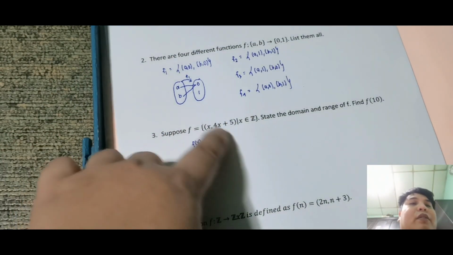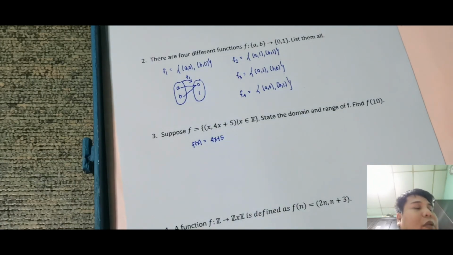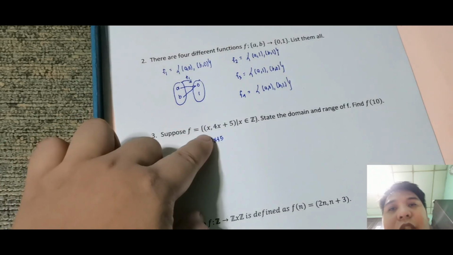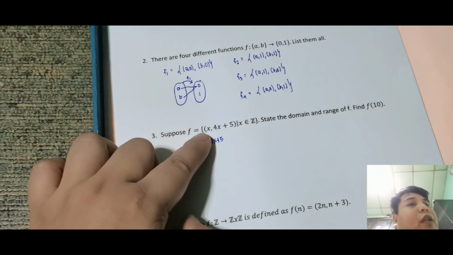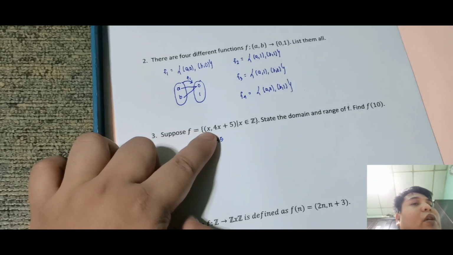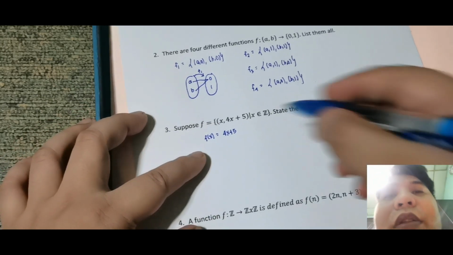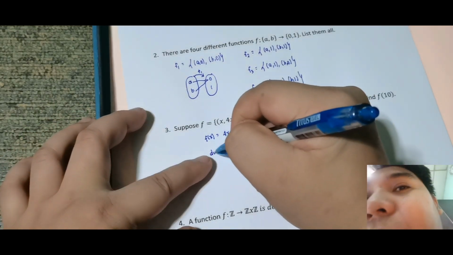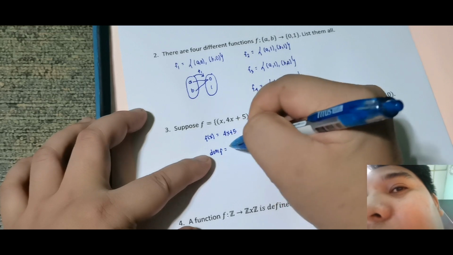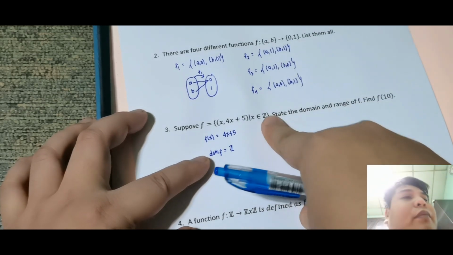f of x is equal to 4x plus 5, or 4x plus 5 is equal to f of x. So ngayon, check na natin ano yung domain niya. Note that ang domain niya is yung first coordinate. Tama? Yung mga first coordinate niya is x, 4 times x, plus 5, that is 4x plus 5. So note that yung domain niya, so yung domain ng f natin is just the integers. Okay?